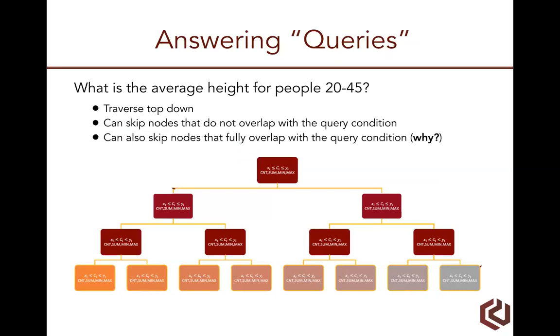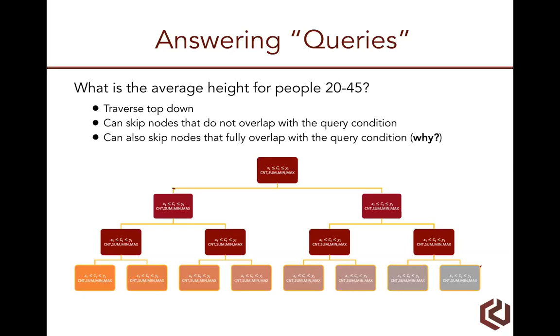So if you guys are familiar with SQL, it turns out that you can answer a lot of SQL queries directly on the partition tree synopsis. You can answer them approximately directly on the partition tree synopsis. For example, I could write an SQL query for saying, what is the average height for people 20 to 45? The way that I can answer that query with this partition tree synopsis is I traverse, again, do the opposite of the construction process. I traverse top down.